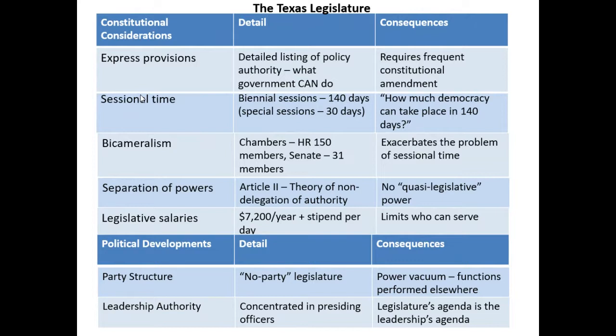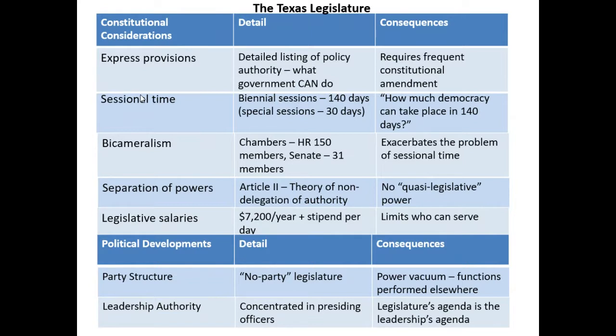Well, when you read the chapter in the textbook, see if you do not come away with a sense that the presiding officers of the Texas legislature are among not just the most powerful politicians in Texas, but maybe in the entire country.